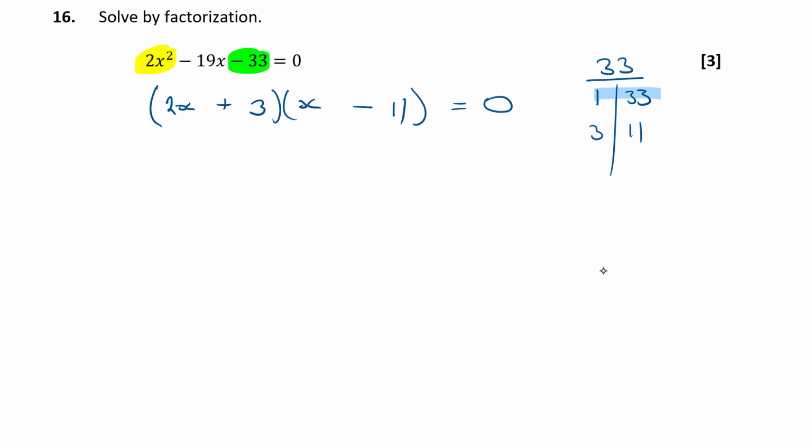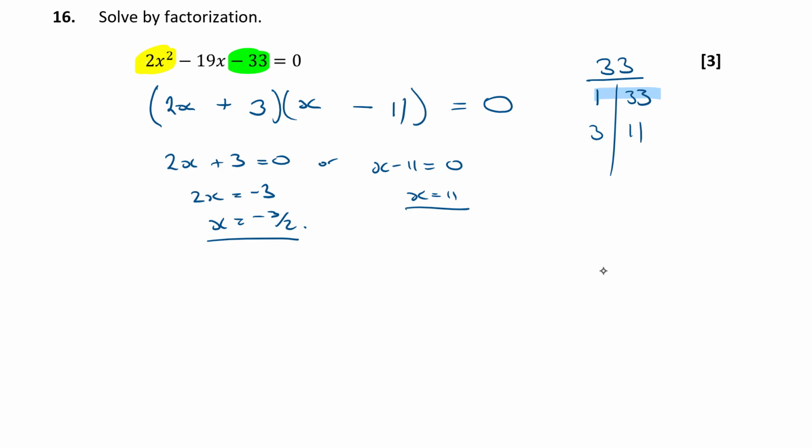Not done yet. I need to solve. So I need to find the values of x, don't I? When we've got two things multiplied together and equals 0, it means one of those two things must be 0. So that must be 0 or that must be 0. Well, the second one is easy. That means x is 11. The first one, 2x plus 3 is equal to 0. That means 2x equals minus 3. X is minus 3 over 2. So they're my two solutions then. X is minus 3 over 2 or x is 11.